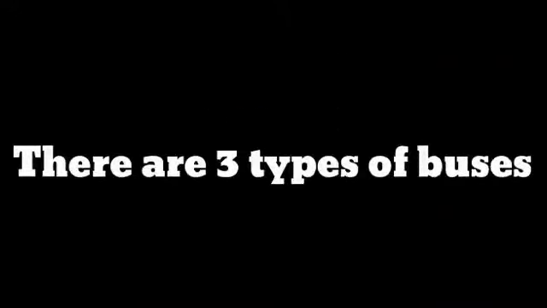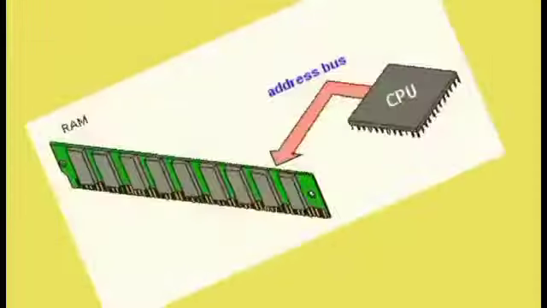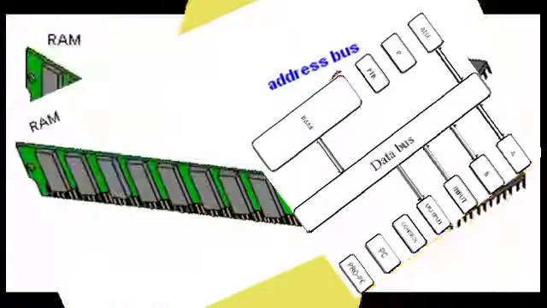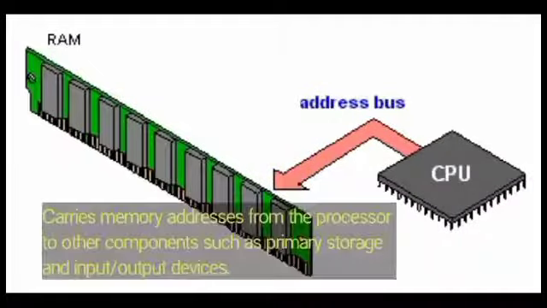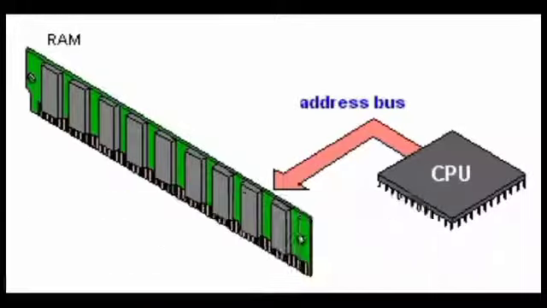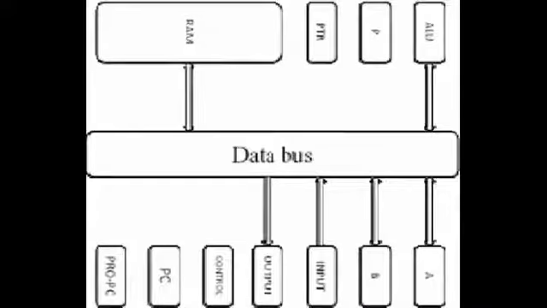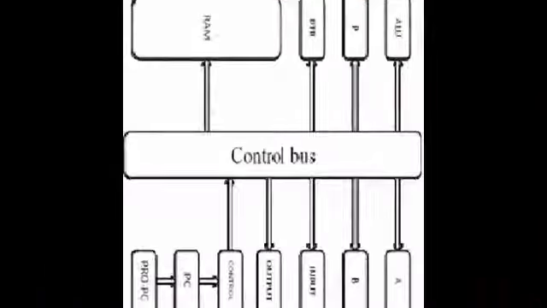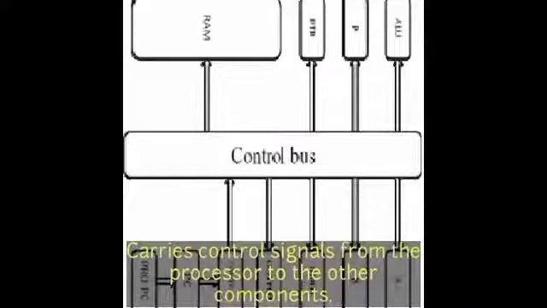There are three types of buses: address bus, data bus, and control bus. The address bus carries memory addresses from the processor to the other components such as primary storage and input and output devices. The data bus carries the data between the processor and the other components. The control bus carries control signals from the processor to the other components.